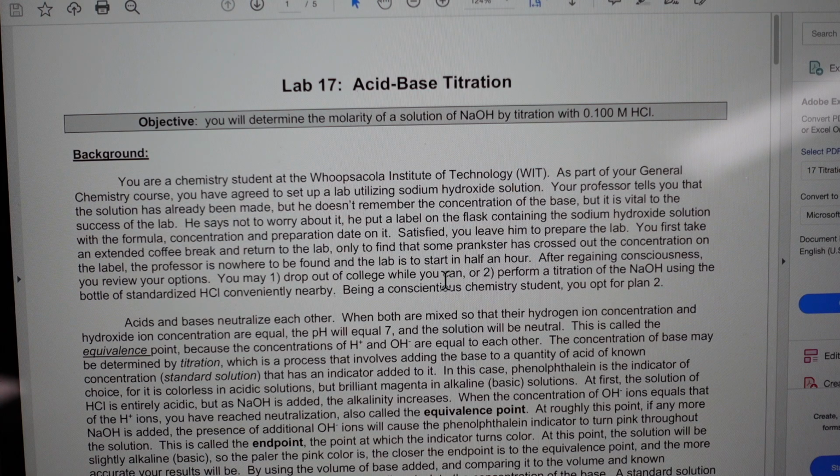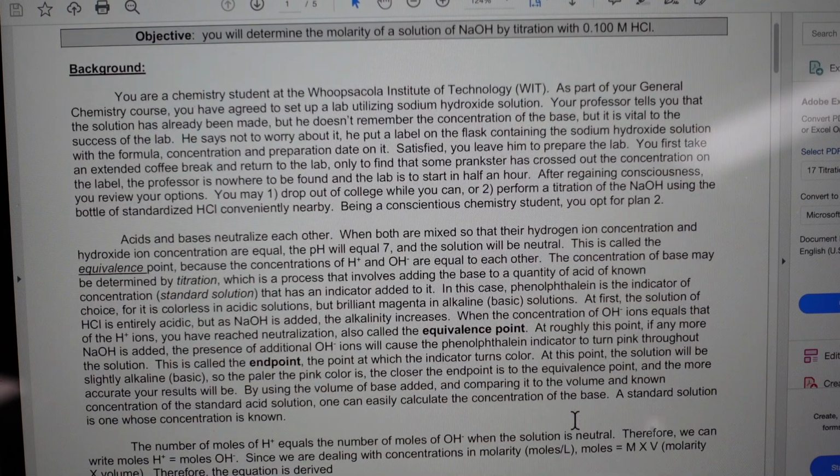You first take an extended coffee break and return to the lab, only to find that some prankster has crossed out the concentration on the label. The professor is nowhere to be found, and the lab is to start in half an hour. After regaining consciousness, you review your options. You may 1. Drop out of college while you can, or 2. Perform a titration of the sodium hydroxide using the bottle of standardized HCl conveniently nearby. Being a conscientious chemistry student, you opt for Plan 2.